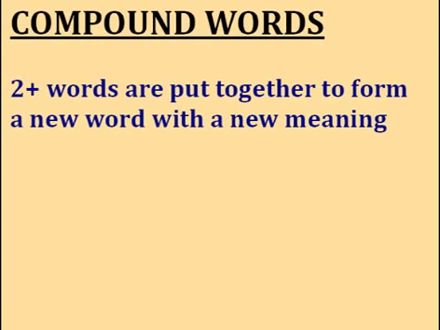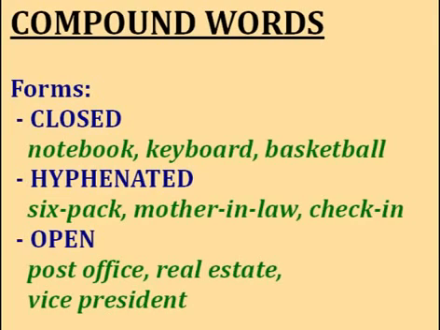Compound words are when two or more words are put together to form a new word with a new meaning. Now there are three forms of compound words. The closed form, where the words are together, like notebook, keyboard, and basketball. The hyphenated form, where the words are connected or joined by a hyphen, like six-pack, mother-in-law, and check-in. And we have the open form, where the words are separated by a space, and some examples of that are post office, real estate, and vice president.